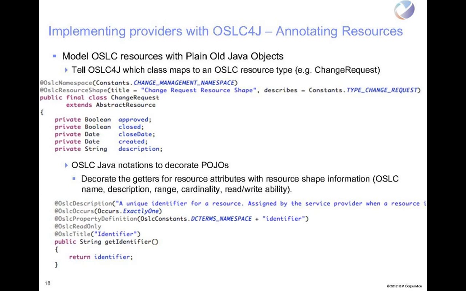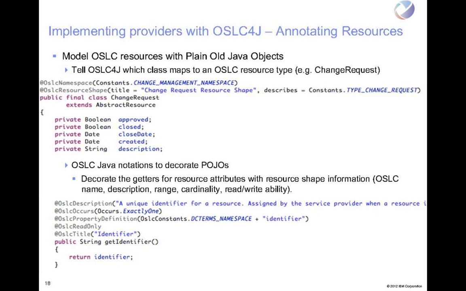So basically a change request class in Java. There's a couple of annotations at the top of that class where I just want to be able to say what namespace this class maps to for OSLC, and give some metadata for the resource shape. What's the title of the resource shape, and what OSLC resource type is this resource shape going to describe? Again, OSLC4J will generate the resource shape for you based on the information provided.